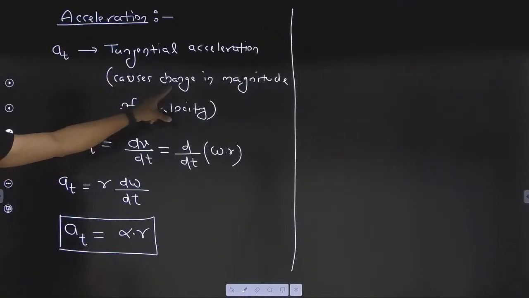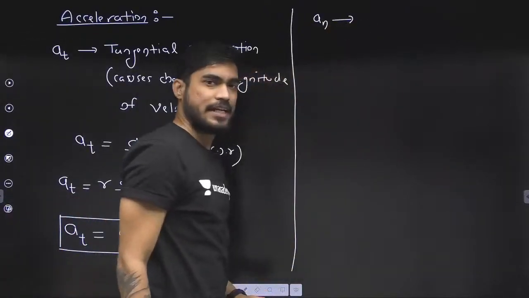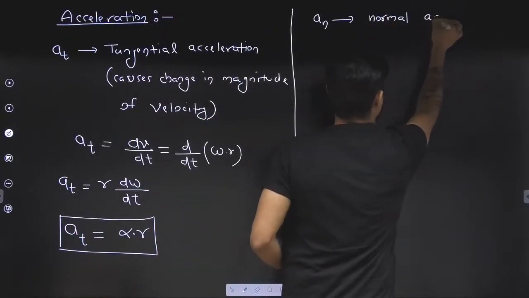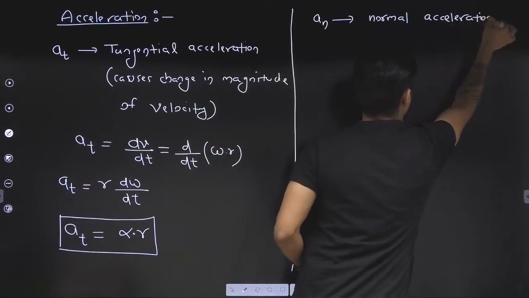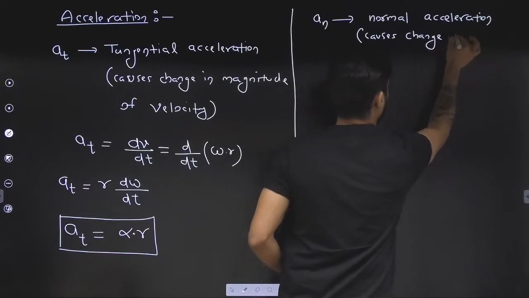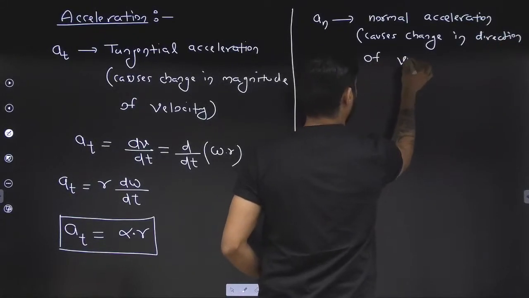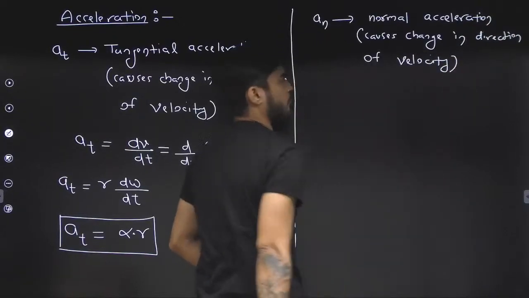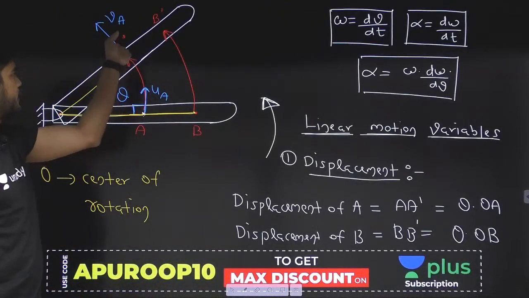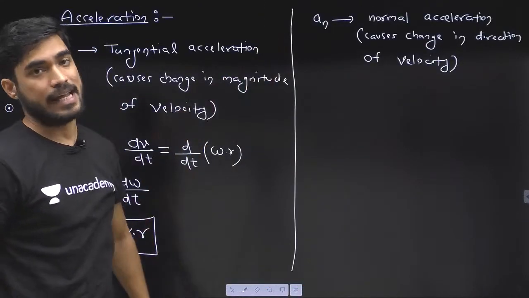Tangential acceleration is the cause of change in magnitude of velocity. What will be the cause of change in direction of velocity? an, which is known as normal acceleration. Normal acceleration causes change in direction of velocity. Okay, so the direction of velocity is also changing. Look at this, ua is in this direction, va is in this direction, so the direction is also changing. So beta, this is the cause of change in direction of velocity.